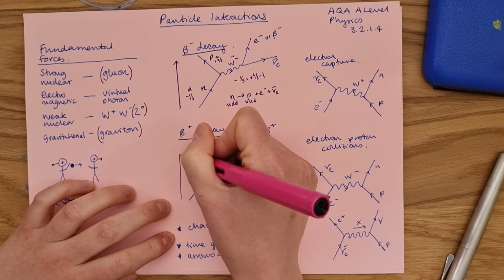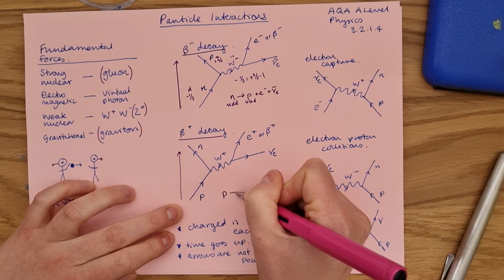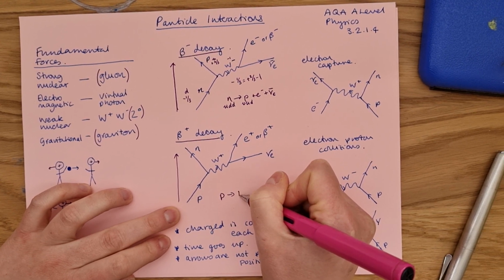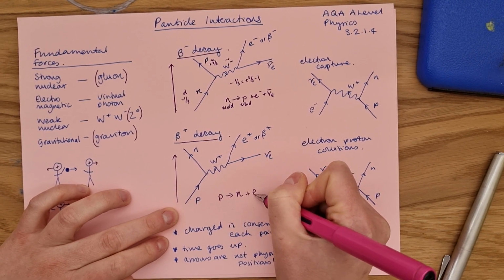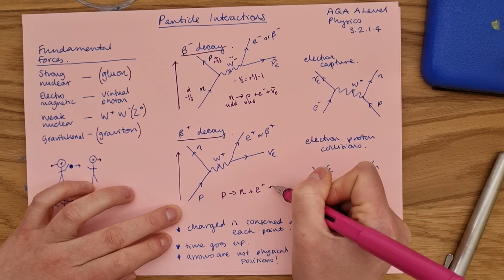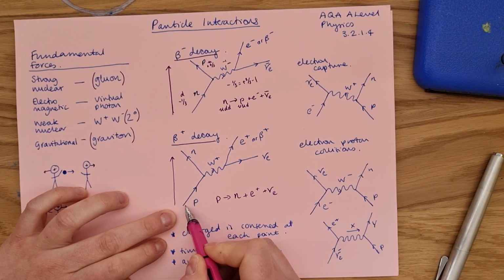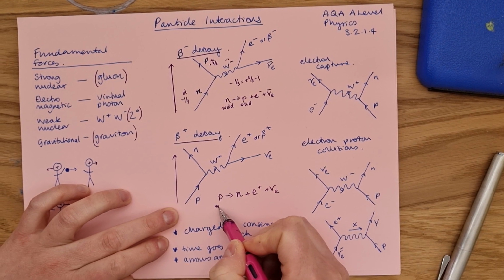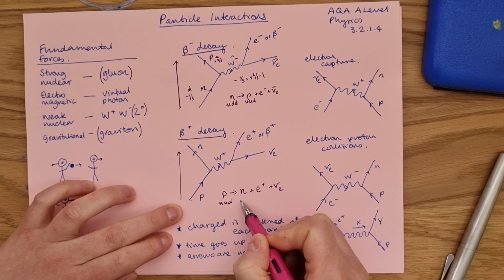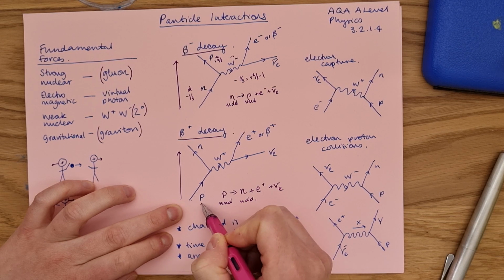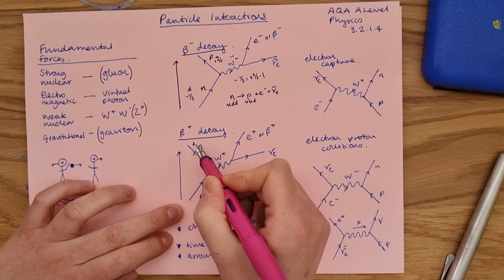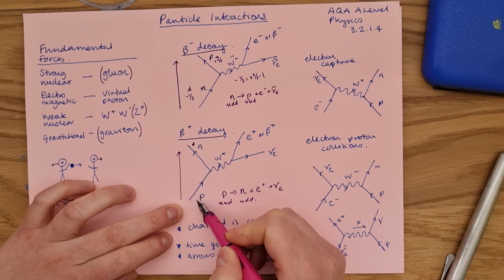this time you start with a proton, and the proton decays into a neutron plus a positron plus an electron neutrino. So therefore, a proton is actually up, up, down, and a neutron is up, down, down. So it's technically an up turning into a down. So they could show you either one of these.